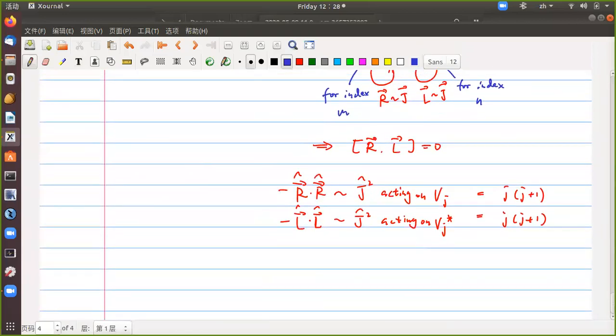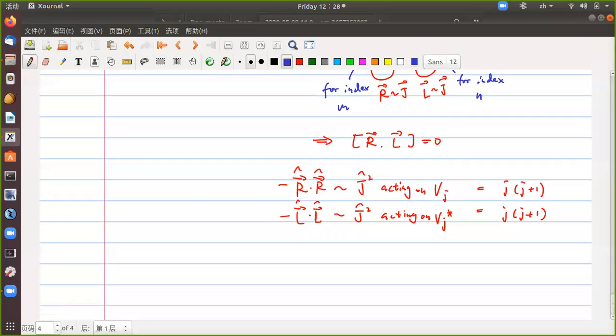Okay, so any other question? Otherwise we just continue a little bit about the volume operator, and then we stop. Okay, so let's talk about the volume operator.